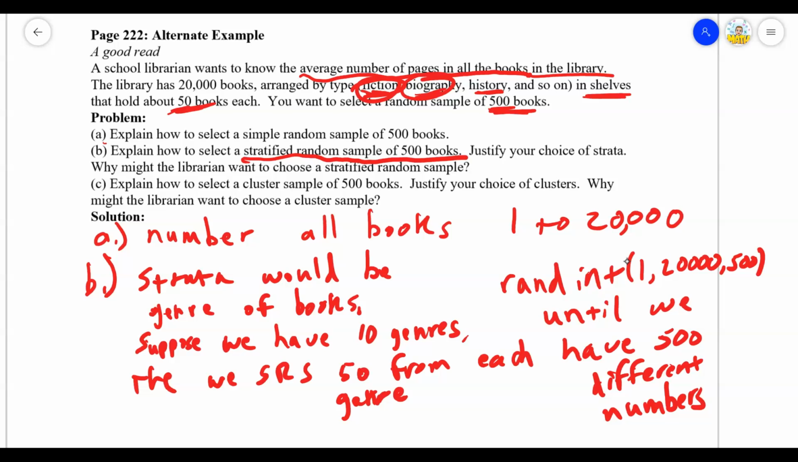Well, then I probably don't want to just divide 500 by 10. I would want to take a portion of the 500. So if 10% of the collection is biography, then I would only want 50 of those books to be biographies, right? If half the collection is fiction, then I'd want 250 of the books to be from fiction. And I would sample accordingly. I would make a percentage breakdown based on the actual breakdown of the population. That's the idea with a stratified sample.